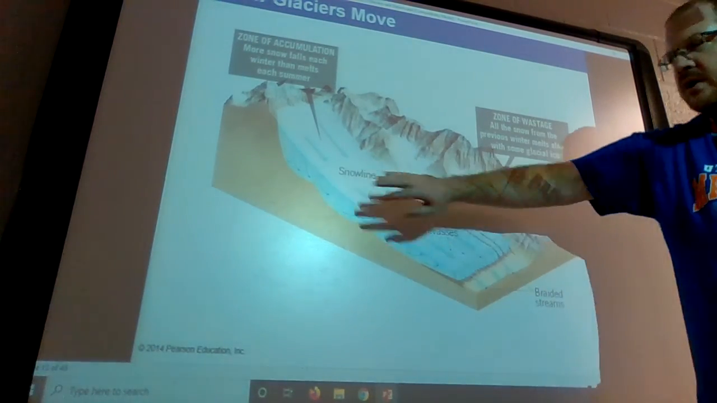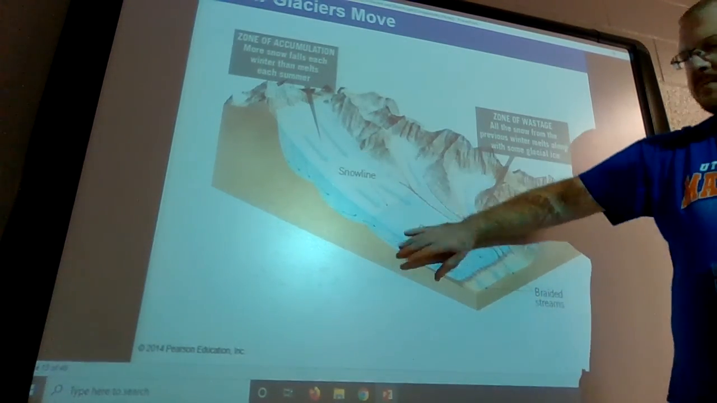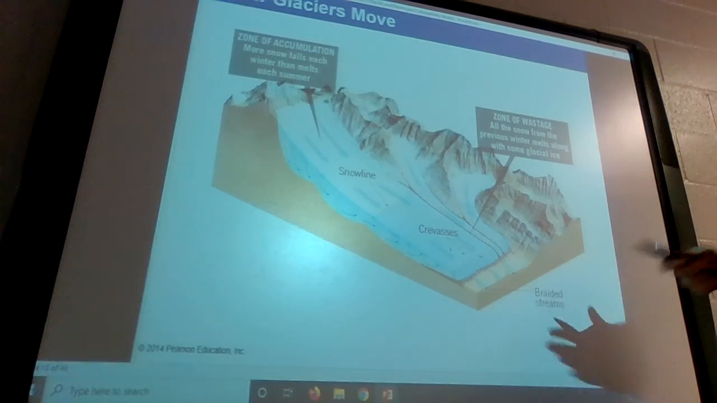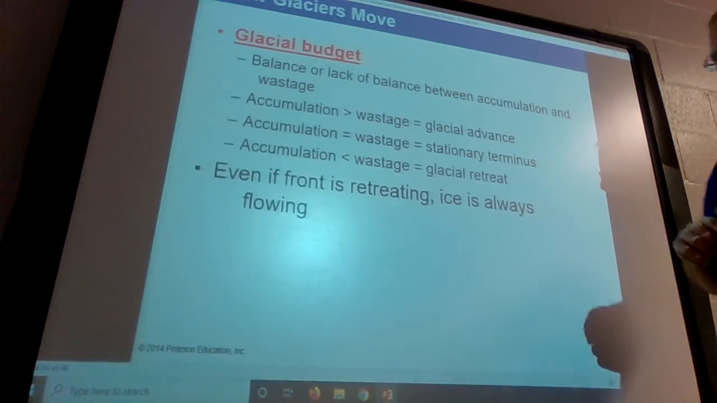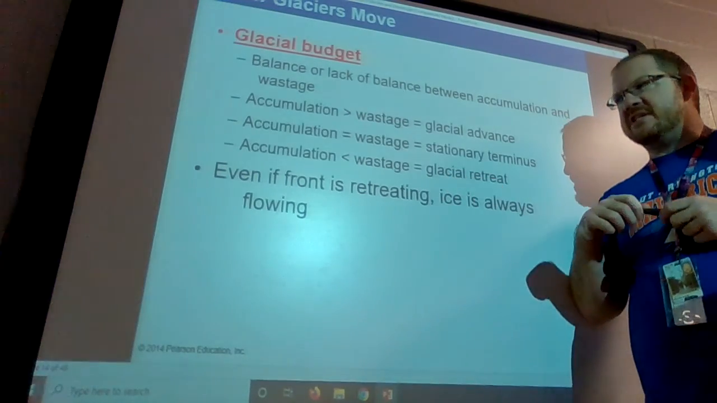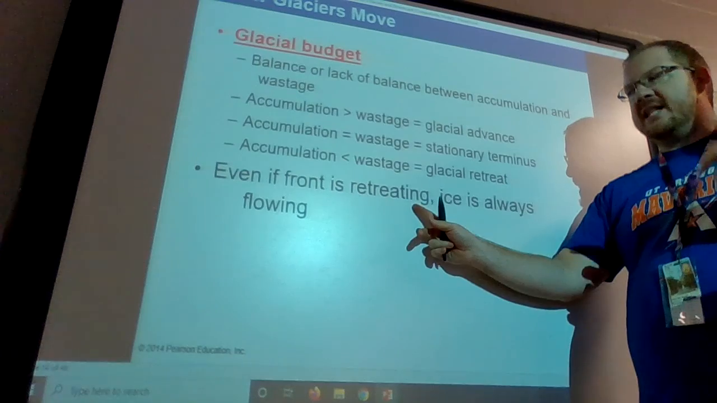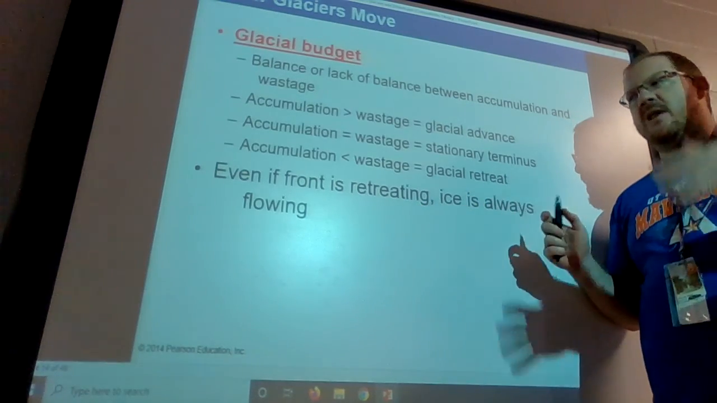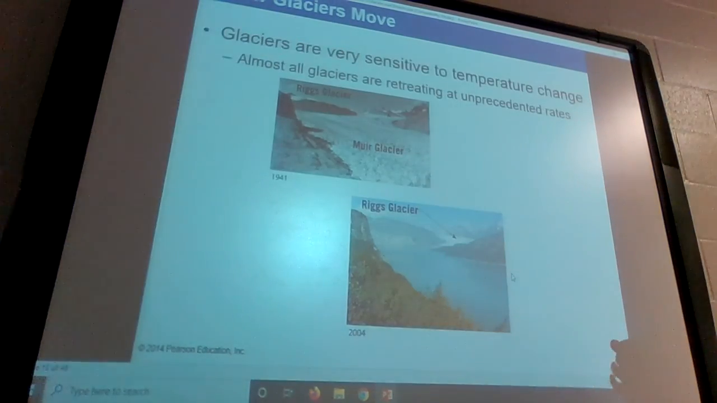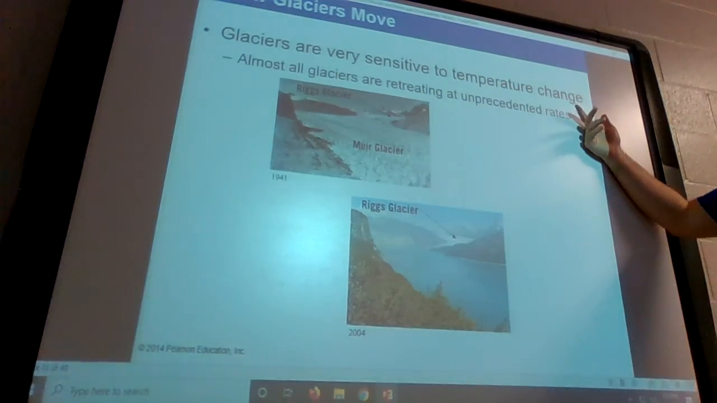If you're putting in more than you're melting, it will move forward. If you're putting in less than you're melting, it will kind of move backward, all while the glacier is moving downhill. So if you put in less than you're wasting, you will have glacial retreat and your glacier will shrink. Even if the front is retreating, like I said, the ice is always flowing and moving downhill in the direction of the glacier movement.